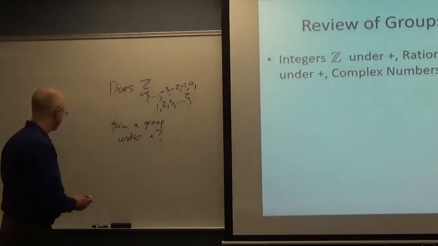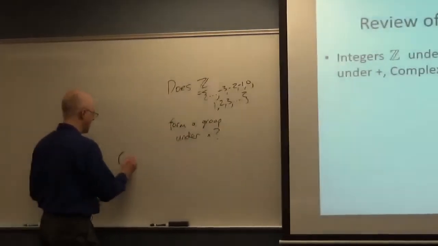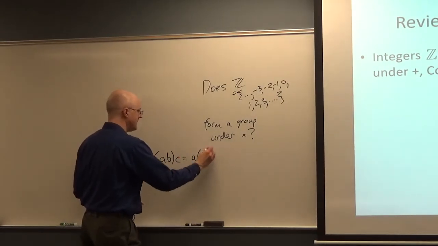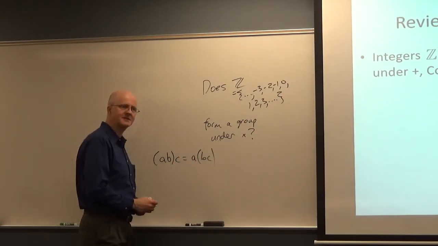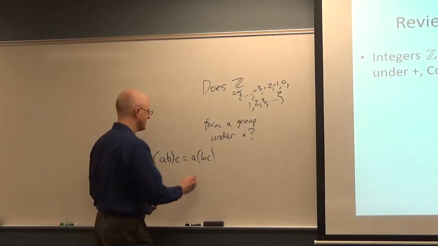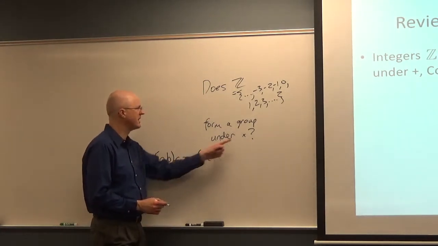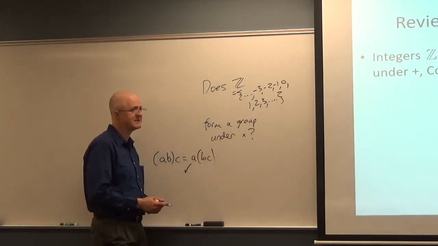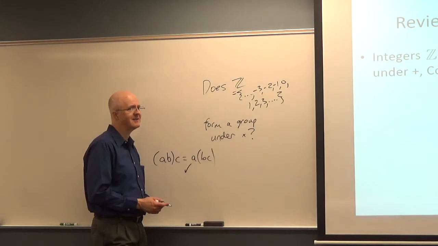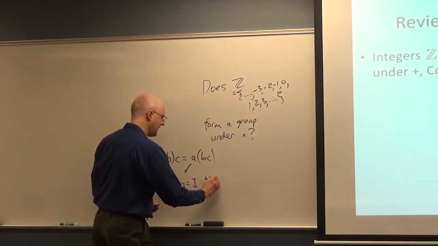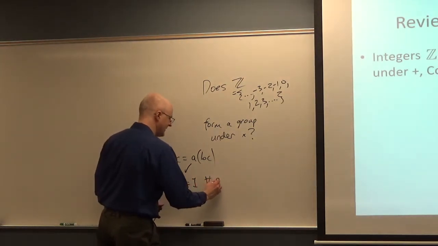Is it associative? Is A times B in parentheses times C equal to A times B times C in parentheses, where you do the B times C first? Yeah, that's true. Does it have a multiplicative identity? Wouldn't be 0. What would it be? 1. Yeah, it's got a multiplicative identity. And 1 is an integer.